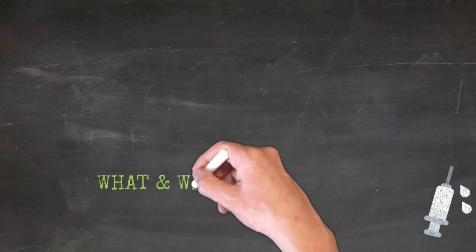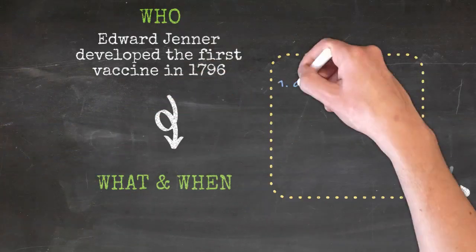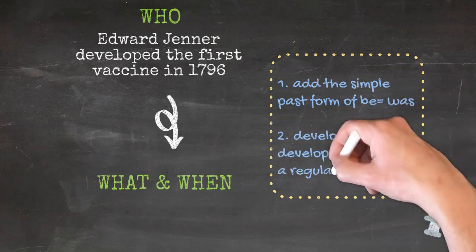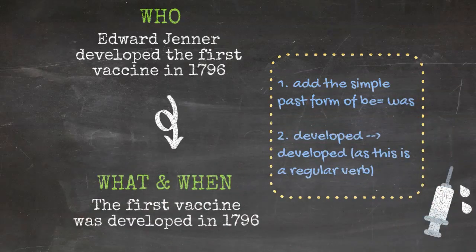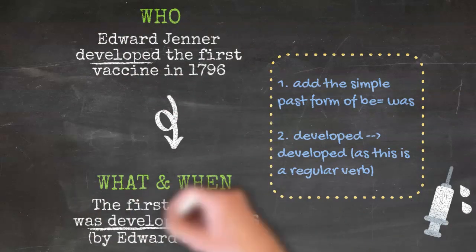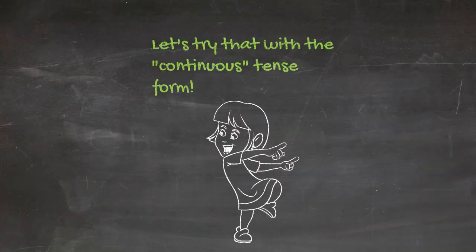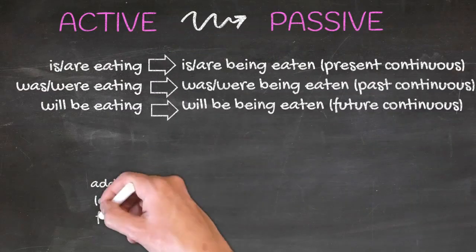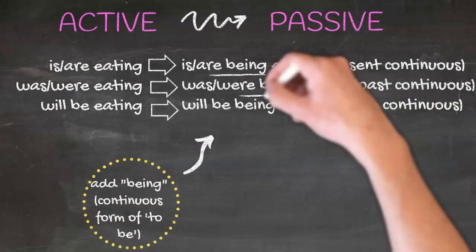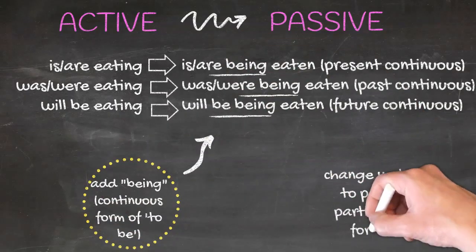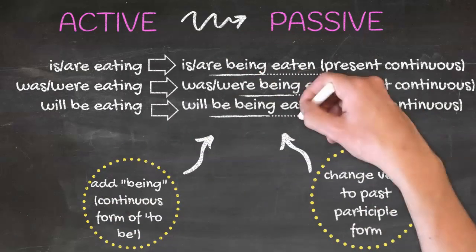Another one. If we want to focus on what and when instead of who, we can say the first vaccine was developed in 1796. We may or may not mention by Edward Jenner. Developed becomes was developed. Now, let's try that with the continuous tense. We add the to be form in continuous tense and change the verb to the past participle form.